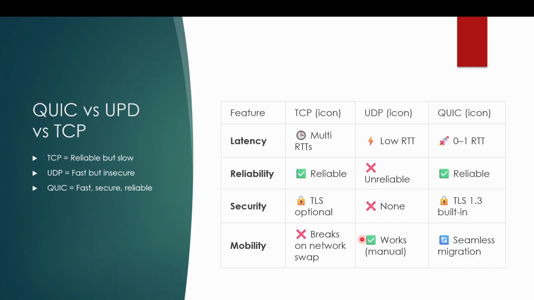QUIC also supports mobility, so your connection stays alive when switching networks, like Wi-Fi to 5G during a video call. Compared to TCP, which is reliable but slow due to multiple RTTs and blocking issues, QUIC is faster and more resilient. Compared to UDP, which is fast but unreliable and insecure, QUIC adds reliability and encryption.